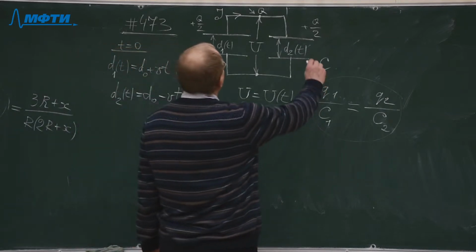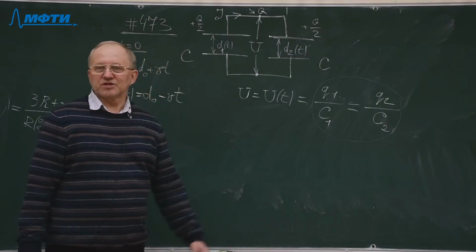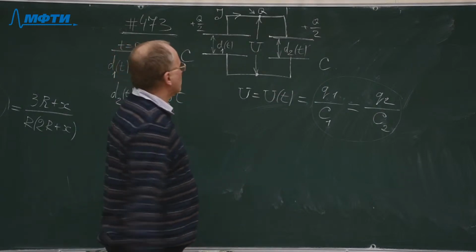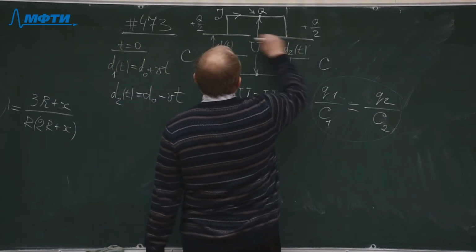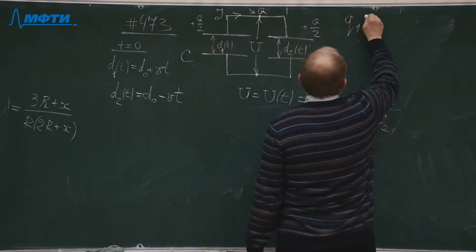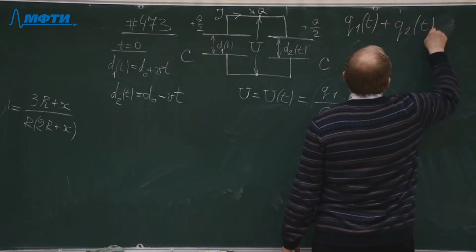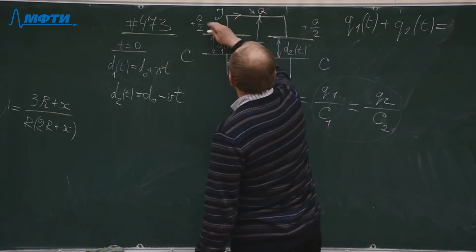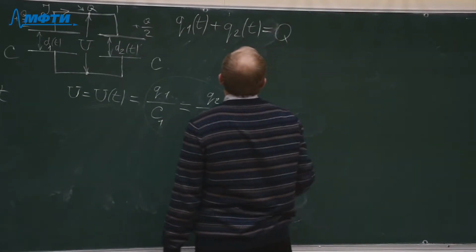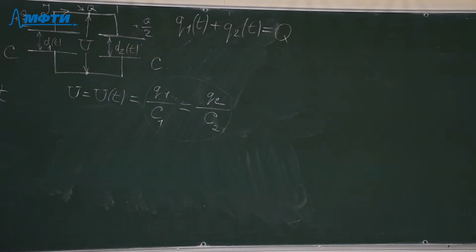The second condition is obvious. It follows from the law of conservation of electric charge. The charge cannot be created and it cannot vanish. So the total charge on the plates of the first and second capacitor changes in time, but the total charge on the upper plates must remain the initial charge, Q, which is constant. It's given in the problem.